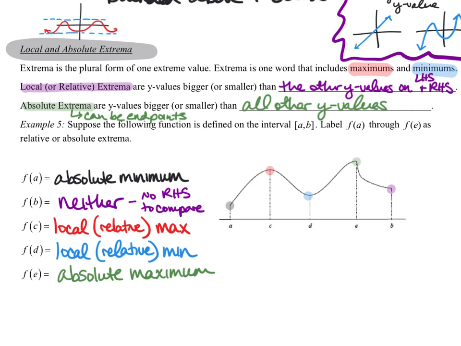Makes sense. B is neither because it's not the highest nor the lowest, and we can't call it a local extrema because we don't know if it just keeps going down or goes back up here. So it's neither. No right-hand side to compare it to because it could go like this or it could go like that. C is a local or relative maximum because it's not the highest point, but it is definitely higher than the stuff around it. It makes a hill. D makes a true valley here, so it is a local minimum. It's not the lowest, but it is a low point. And then E is your absolute maximum because it is the highest point that it gets to. It is a maximum, but it's the biggest maximum, so it's called the absolute maximum.